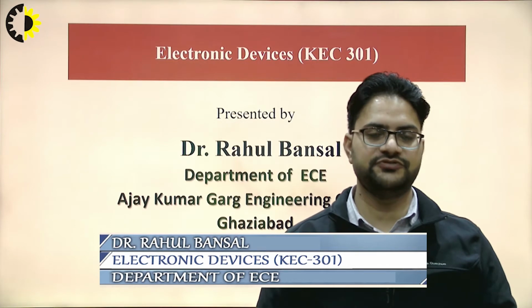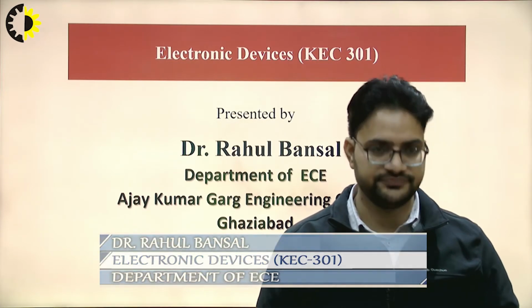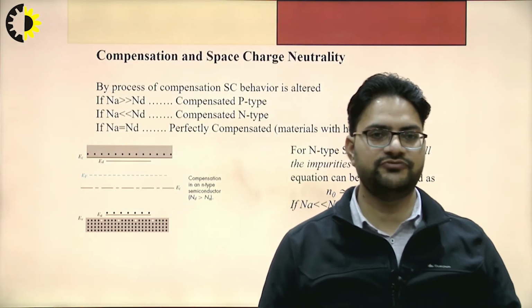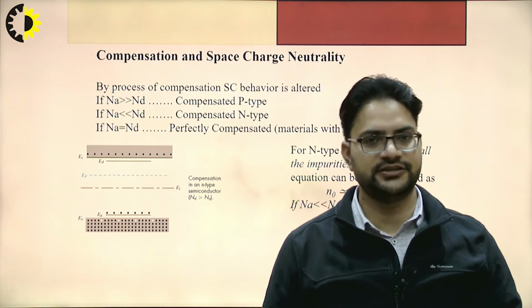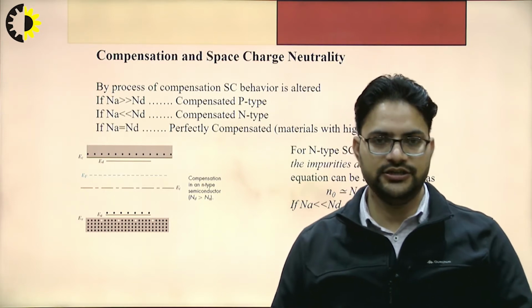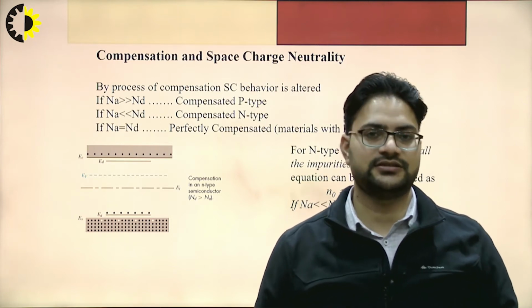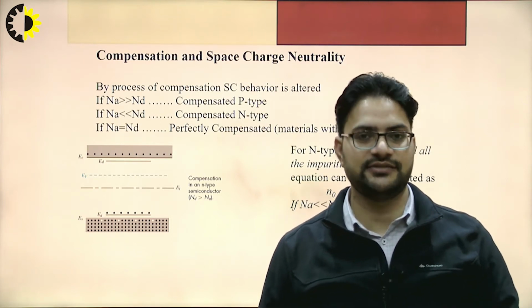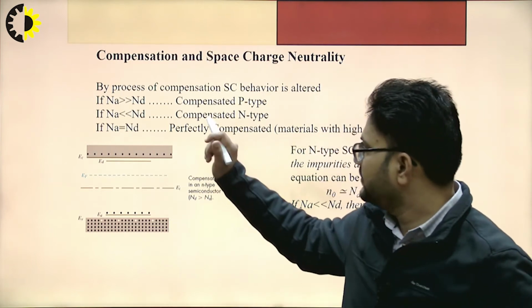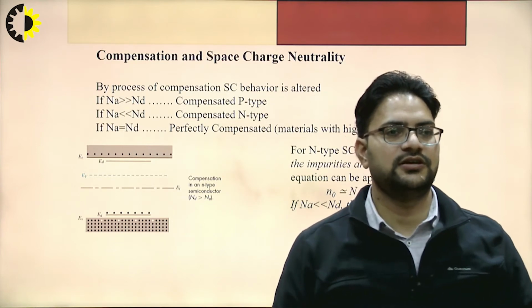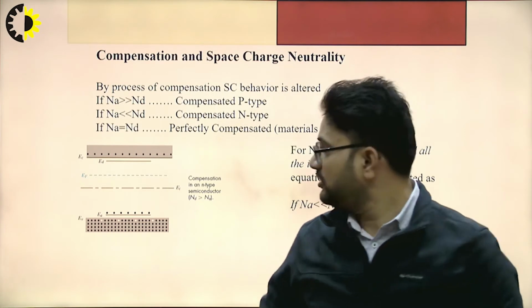So this one is the next video lecture for the electron devices KC 301. So let us start. In this video lecture, we will be discussing compensation and space charge neutrality. We know that N-type semiconductors or P-type semiconductors are called extrinsic semiconductor material. The process of compensation alters the semiconductor behavior.